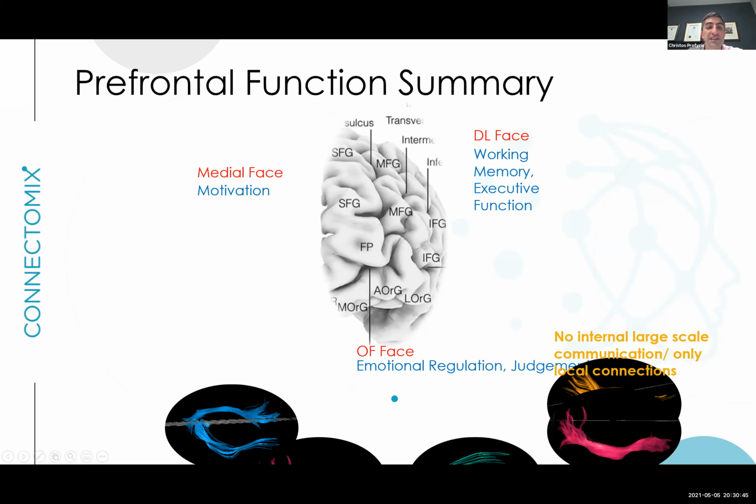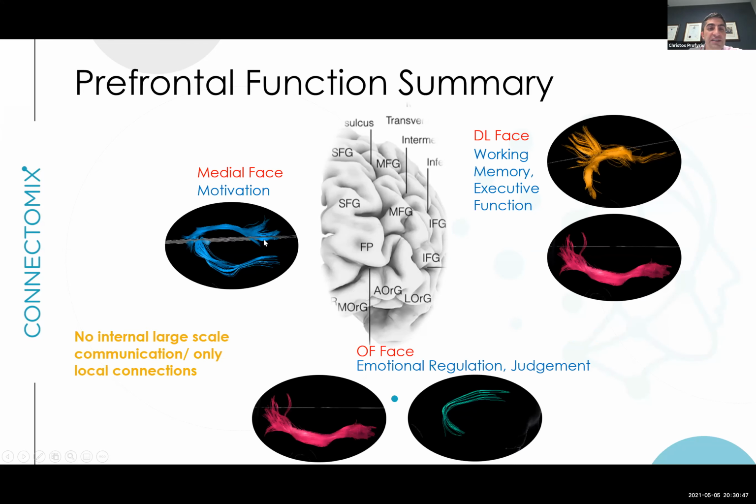And if we want to summarize the tracts, the medial face is guided by the cingulate bundle, which makes sense because that's where the cingulate lobe lies. The dorsolateral face is connected by the superior longitudinal fasciculus, the SLF, and then the IFOF, the inferior frontooccipital fasciculus. Finally, the tracts of the orbitofrontal gyrus are the IFOF again, and then the uncinate fasciculus.